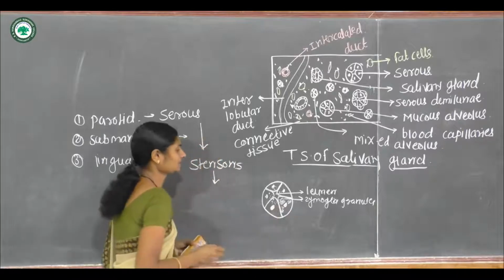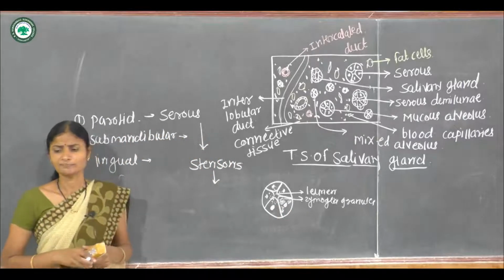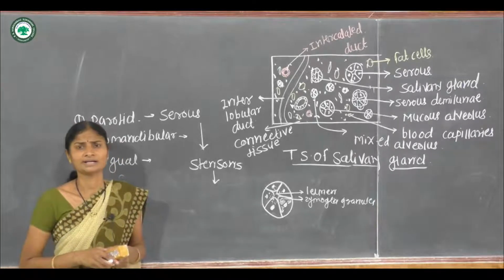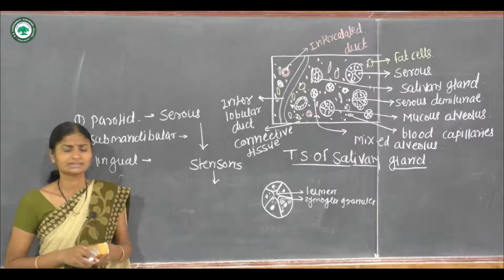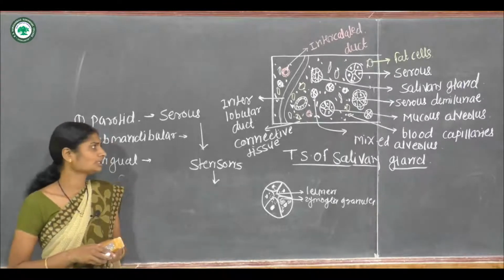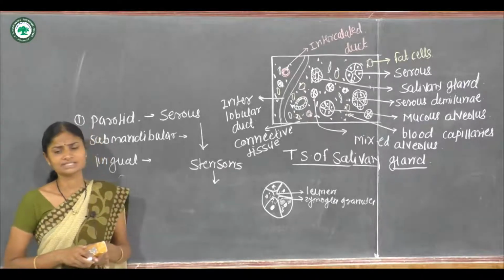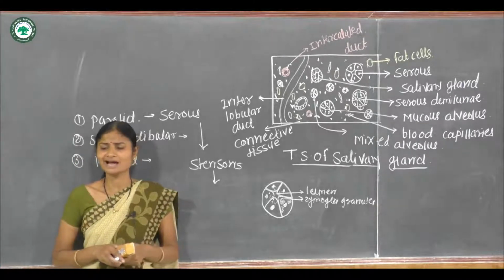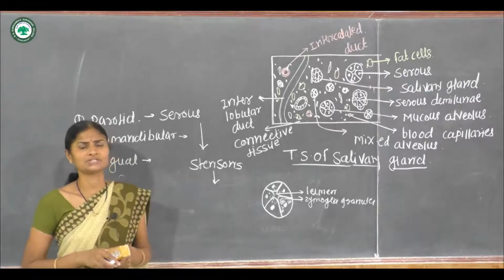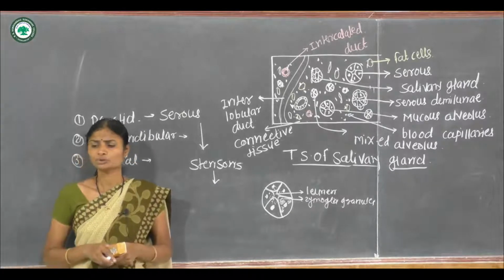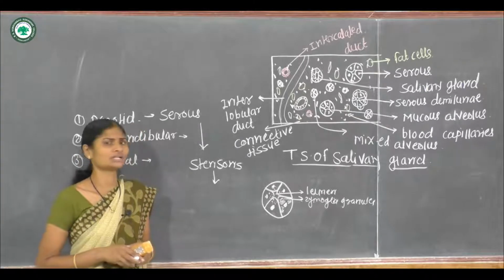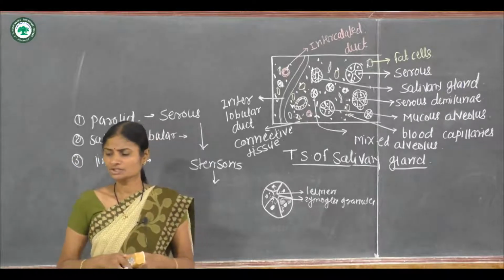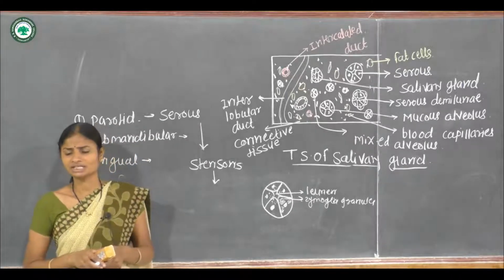Rough endoplasmic reticulum is present in the cytoplasm, and basket cells are also present in the cytoplasm, associated with the parotid serous acinous gland. These basket cells are contractile in nature. They help to discharge the secretion into the excretory duct.